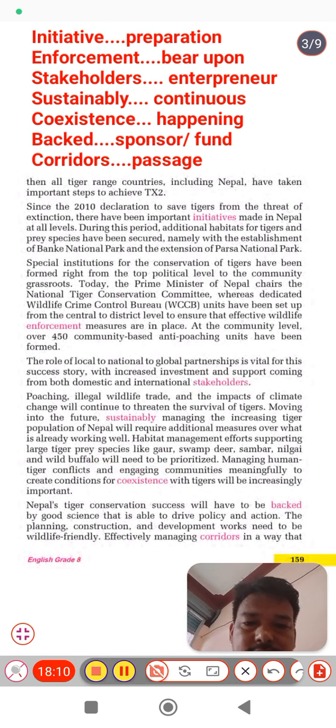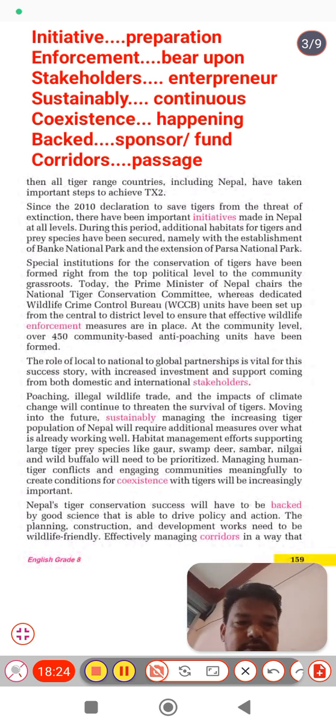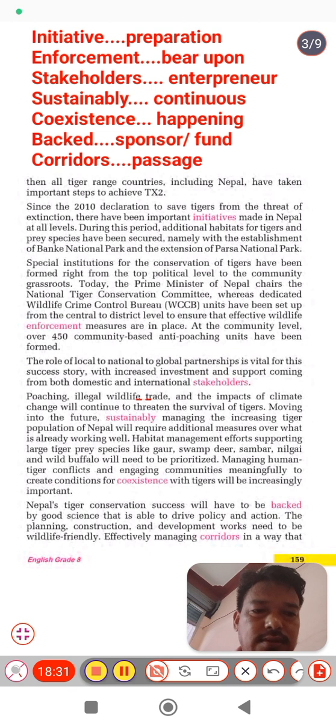Prioritize managing human-tiger conflicts and engaging communities meaningfully to create conditions for coexistence with tigers, which is increasingly important. So in this paragraph, students, the tiger will always remain continuously under threat. There will always remain a threat to the tigers.